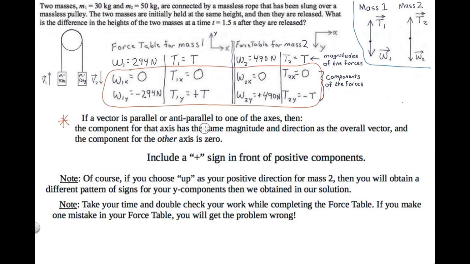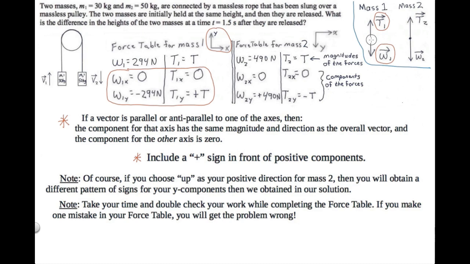For this problem, we can use this rule to break all of the forces into components. For mass 1, we chose up as the positive y direction and down as the negative y direction. So for mass 1, the tension force points in the positive y direction, and the weight force points in the negative y direction. So for mass 1, T sub y is positive, and W sub y is negative.